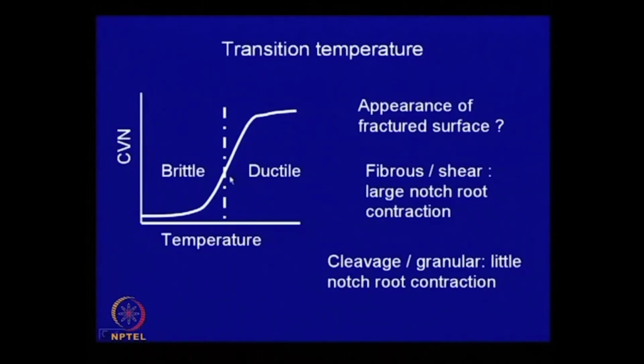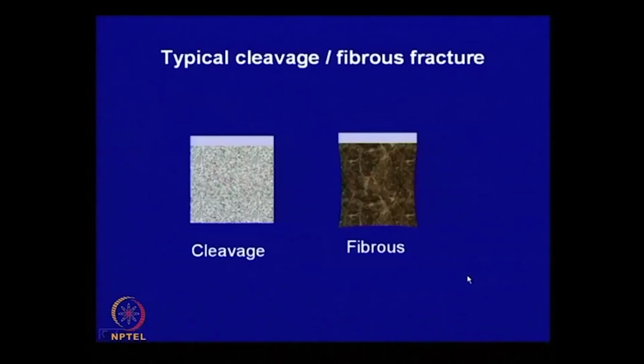Now, the appearance of these two fractures is entirely different. The fracture at room temperature in steel is fibrous. It is associated with a large plastic deformation. You can see with the naked eye the notch root contraction, whereas at a low temperature fracture occurs with very little notch root contraction, and this type of fracture is called cleavage or granular fracture.